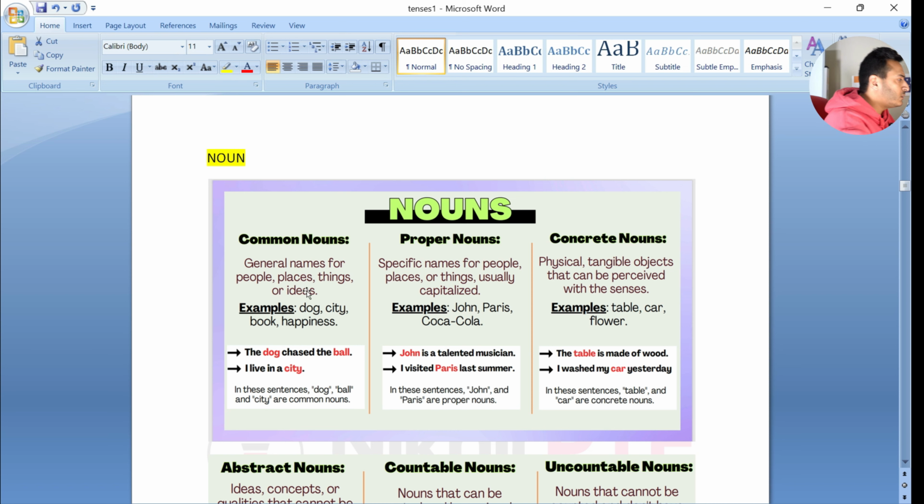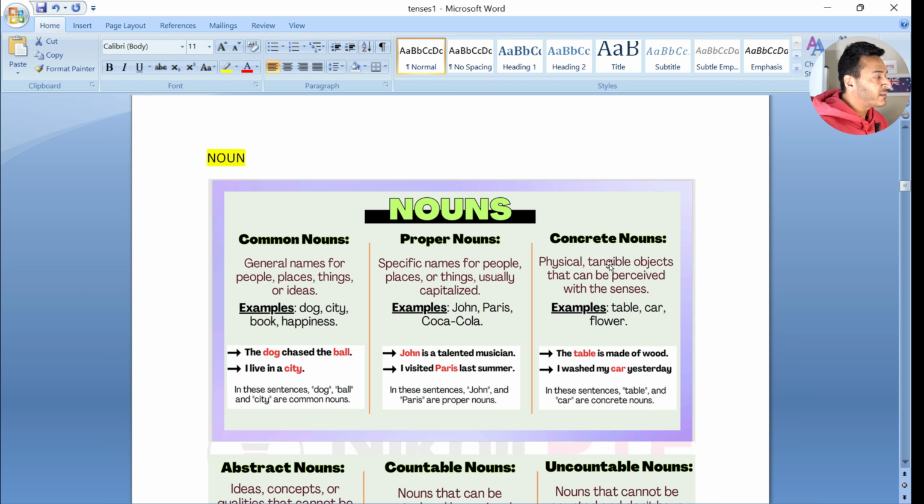So, common noun: general names for people, places, things or ideas, like dog, city, book, happiness. I have given examples. The dog chased the ball. Here dog is a common noun. Person names, people names, right? Like my name, Nikhil. These are common nouns. Proper noun means specific, more specific. Like John is a talented musician. Coca-Cola. Proper noun.